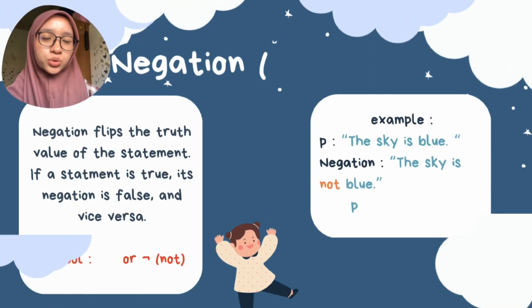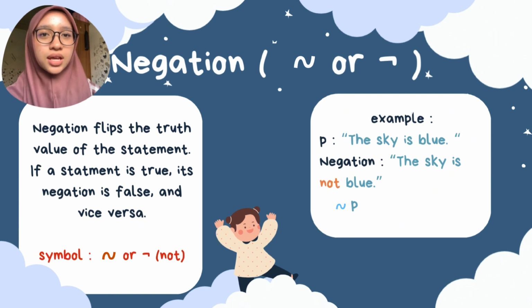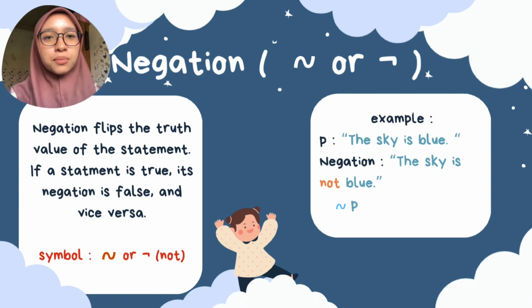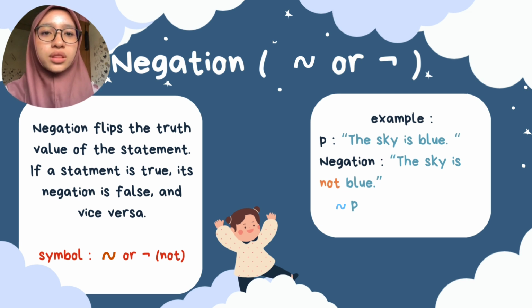So we move on to the next logical connective. Let's talk about negation. Negation is different from conjunction and disjunction because it deals with flipping or reversing the truth value of a single statement. If a statement is true, its negation will be false, and if a statement is false, its negation will be true. The symbols for negation are on the slide and both mean not.